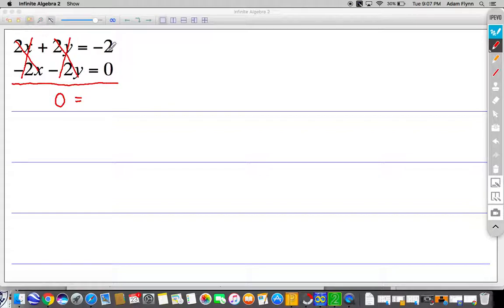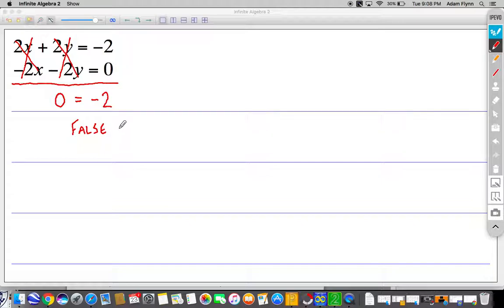And then on the right side, I have negative 2 plus 0, which is negative 2. So it looks like I can't solve for any variable. I have 0 equals negative 2. Okay? So first off, let's examine this. Does 0 equal negative 2? No. So this would be false.